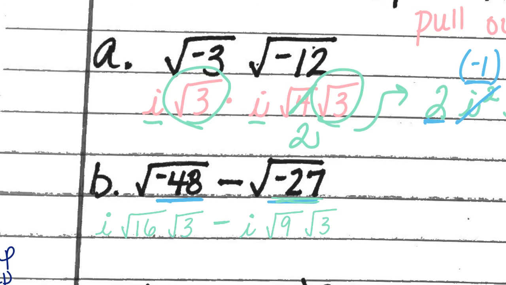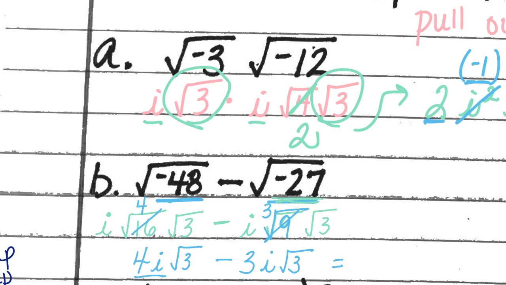So the 16 becomes 4. The 9 becomes 3. So this is literally saying 4, the i goes in the middle because that's part of the number. The radical always goes at the end. 4i root 3 minus 3i root 3. That's not a cube. That was part of my root 9. Can these terms be added? Yes, they can. 4i minus 3i is just 1i root 3.